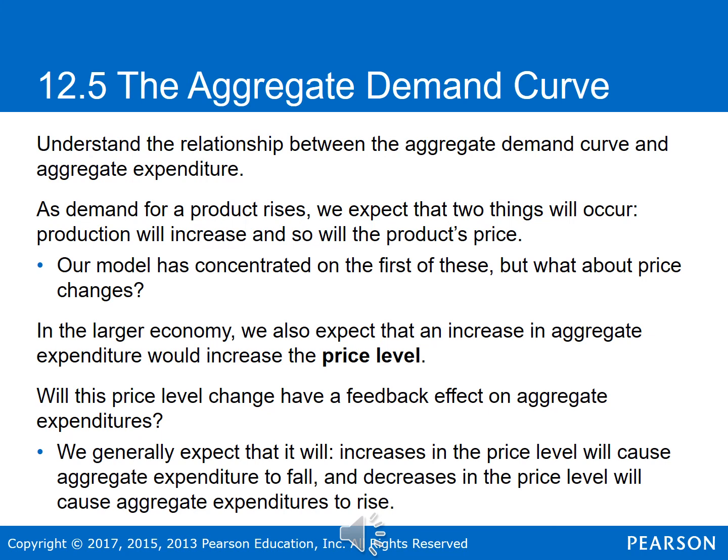So in the larger economy, we're also going to expect that an increase in aggregate expenditure is going to increase the price level. So what effect is this increase in the price level going to have on aggregate expenditures? We generally expect that there will be an effect. That increases in the price level are going to cause aggregate expenditures to fall because households' relative wealth is now decreasing because the cost of living is increasing while their salaries are staying the same. Conversely, decreases in the price level are going to cause aggregate expenditures to rise because now households feel relatively more wealthy. Their dollar can go further, so they're able to purchase more.